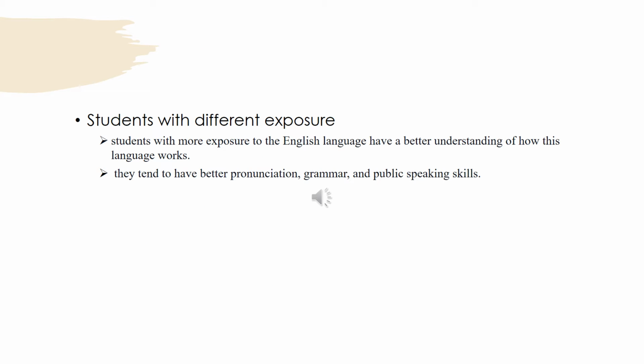The last one is teaching students with different exposure. Exposure plays an important role in a student's proficiency level. This is because students with more exposure to the English language have a better understanding of how this language works. And they tend to have better pronunciation, grammar, and public speaking skills. This will be a challenge to the teacher because they might be ahead of other students with less exposure and tend to catch up faster in class.